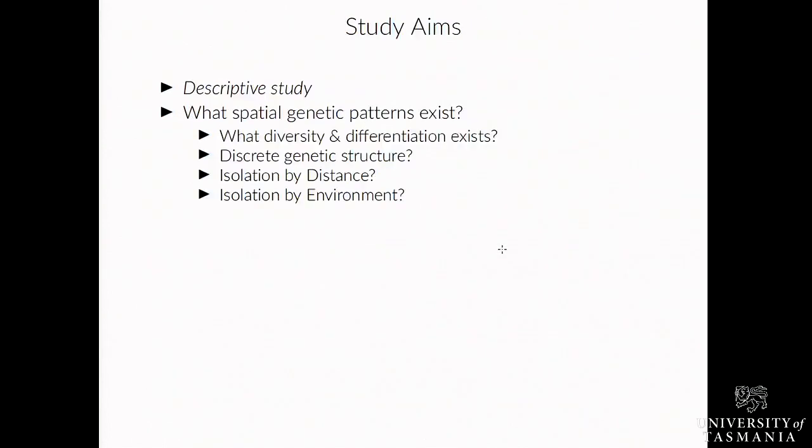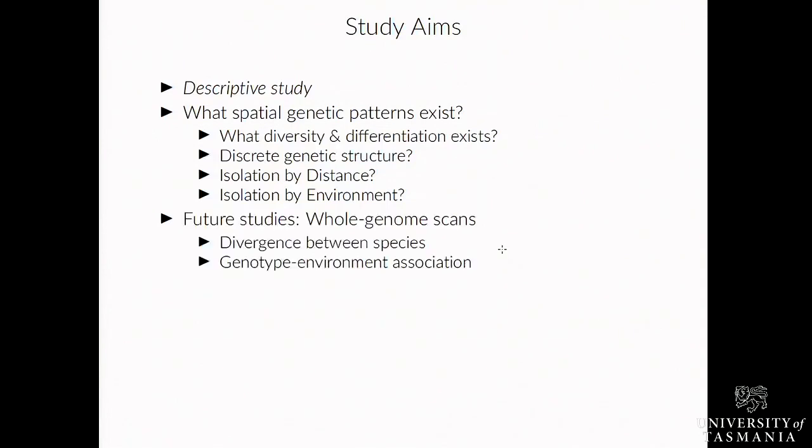The aims of this study are essentially it's a descriptive study where we're aiming to characterise patterns, to determine the genetic diversity and differentiation between species and localities, describe the relative extent of discrete and continuous population structure, isolation by distance, and isolation by environment. And this is going to lead into future studies where we're actually doing genome scans for genotype environment association as well as differentiation between species.